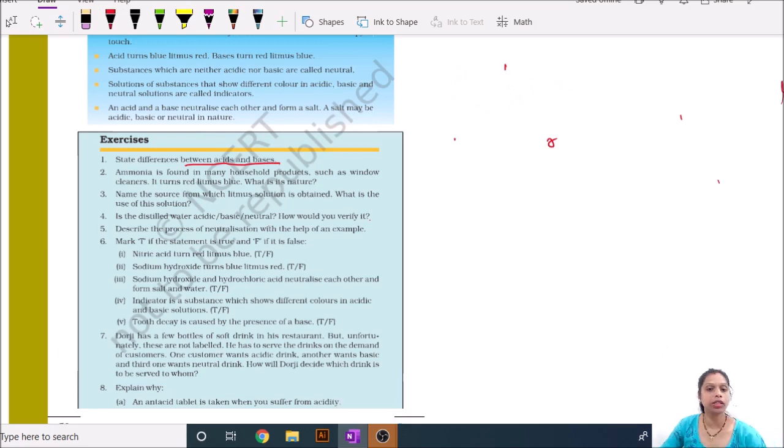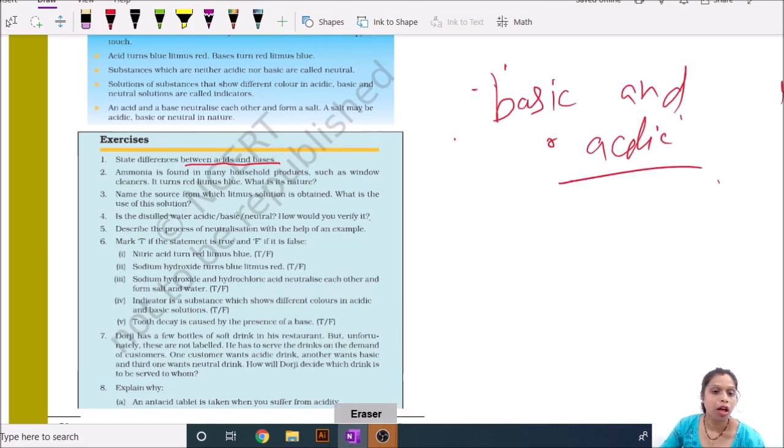Now our question is, name the source from which litmus solution is obtained. Litmus is obtained through an extract of lichens. I have also discussed this. And what is the use of this solution? This solution is used to identify basic and acidic solutions.